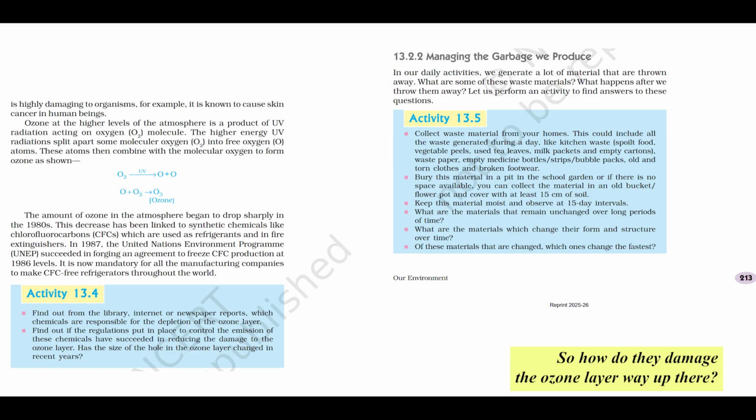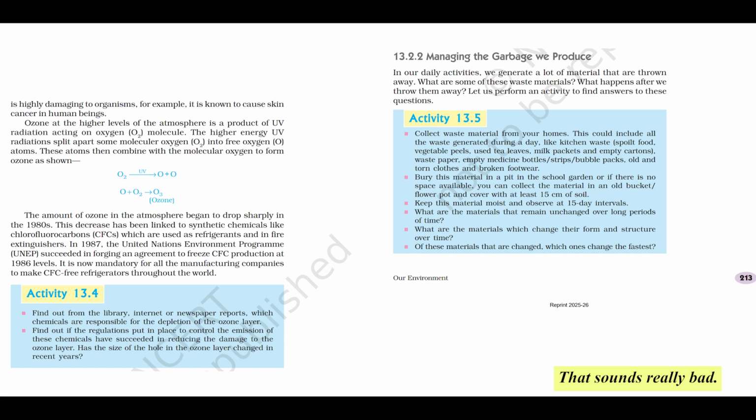So how do they damage the ozone layer way up there? Because they are so stable, they don't break down near the ground. They slowly drift up into the stratosphere. Up there, the intense UV radiation finally breaks the CFC molecules apart, releasing chlorine atoms. And here's the killer part. A single chlorine atom acts like a catalyst. It can destroy thousands and thousands of ozone molecules, O3, before it's eventually removed. Wow, one chlorine atom does that much damage. Yes, it sets off a chain reaction, breaking down O3 much faster than it can be naturally reformed. This disrupted the balance and caused the ozone layer to thin out drastically.